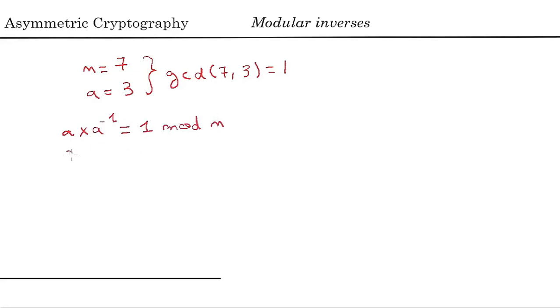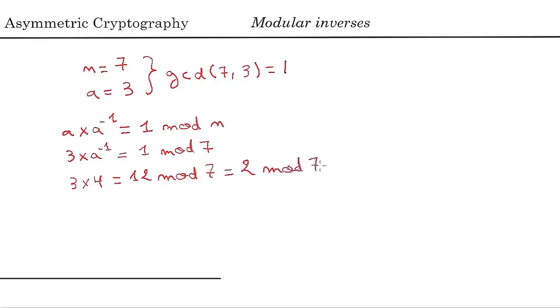So in this case, there exists a number such that 3 times its inverse is equal to 1 modulo 7. Let's try and find this number. We already know that 3 times 2 is equal to 6. That's less than 7. So let's start with 4. 3 multiplied by 4 is equal to 12 mod 7. That's 2 mod 7, and that's not what we are looking for. We are looking for 1. So 4 is not the answer.